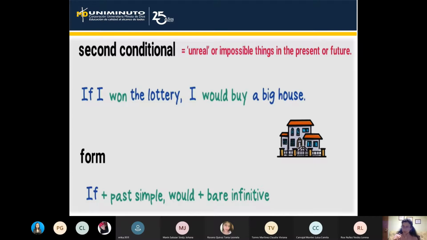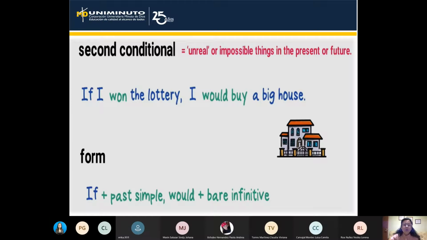If I won the lottery, I would buy a big house, for example. If I won the lottery, I would buy a car. If I won the lottery, I would travel around the world. Entonces, ahí estamos imaginándonos qué pasaría si estuviéramos en cualquier situación, como por ejemplo esta de ganarse la lotería, ¿no? That is a dream, something that is not gonna be very possible, ¿no?